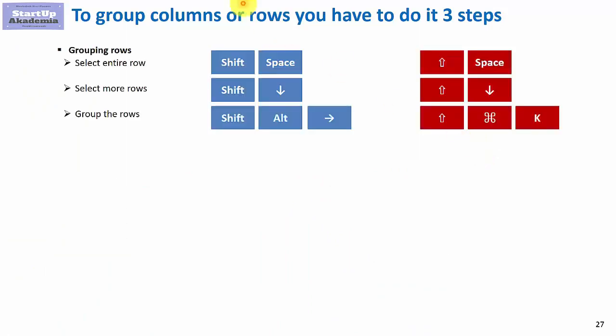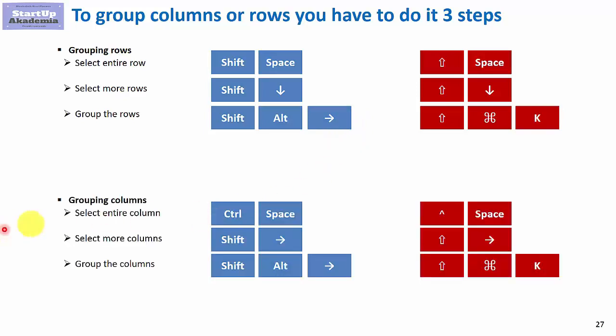If you want to group the rows, you should do it in 3 steps. First select the entire row, Shift space, then use the Shift and the arrow down or up to select more rows, and then Shift Alt and the right arrow in order to group the rows. And for the columns, it's almost the same. Obviously we use a different shortcut for selecting an entire column, so Control space. But the rest, as you can see, is the same. So selecting more columns is Shift and the arrow, in this case arrow to the right, and Shift Alt and the arrow to the right to group the columns.